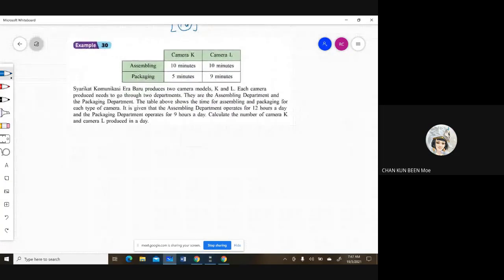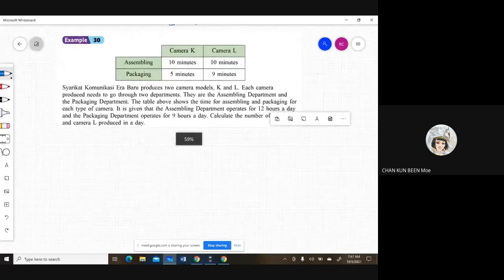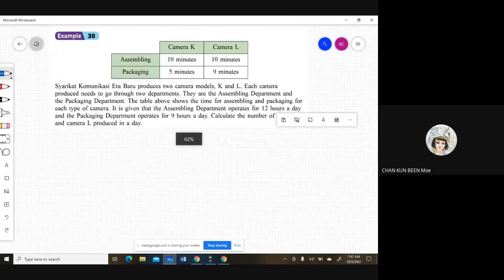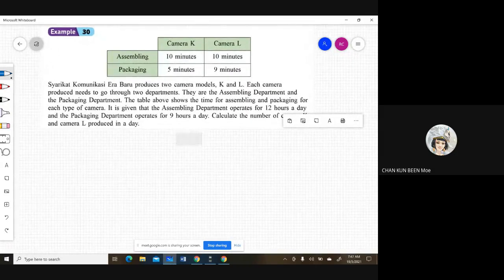Last one maybe is a bit difficult because you have to generate the equation from the table. But don't worry, I'll guide you on how to do it. So you look at the question first. You are given camera K, camera L in the table like this. Then we have assembling and packaging, meaning that these two cameras go through the assembling process and also the packaging process, which is shown over here, the time taken in assembling and also packaging for each of the cameras.